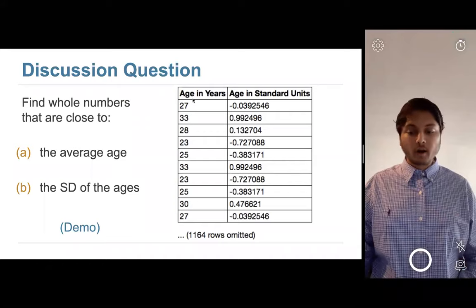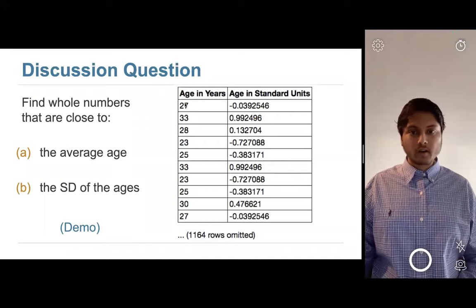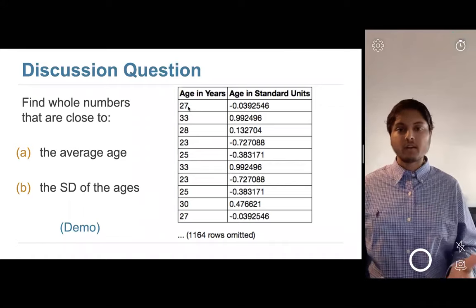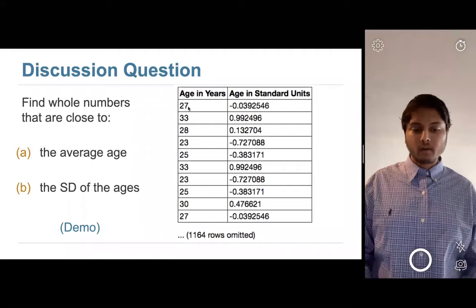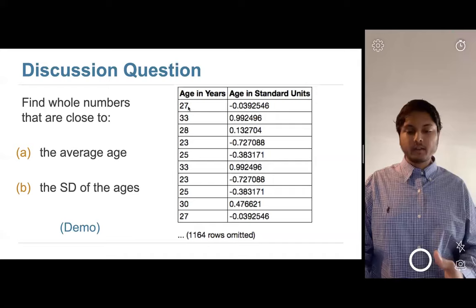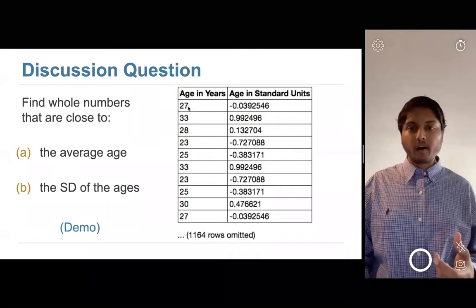And then from part A, we know that the average is approximately 27. So that means 33 minus 27 is 6. So that's an approximate guess of the standard deviation: 6. And so that's how you can guess that here. So you can basically understand really quickly what the average is and then what the standard deviation must be.